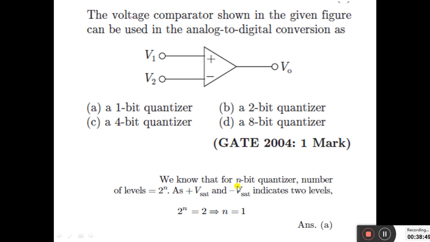So we know that for an n-bit quantizer, the number of levels is 2 power n. So here plus Vsat and minus Vsat indicate 2 levels. So 2 power n equal to 2. Number of levels equal to 2 power n. Here 2 levels, 2 power n equal to 2. So n becomes 1. So answer A is the correct one for this voltage comparator question.